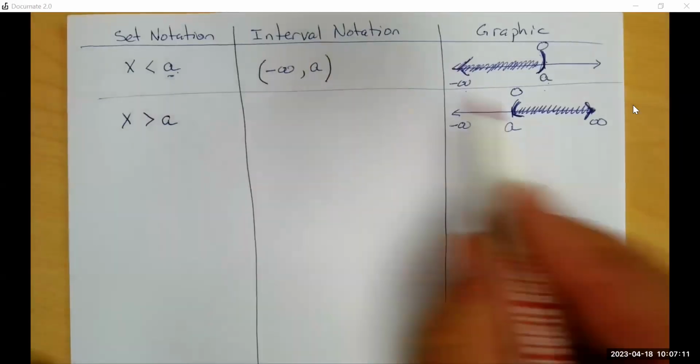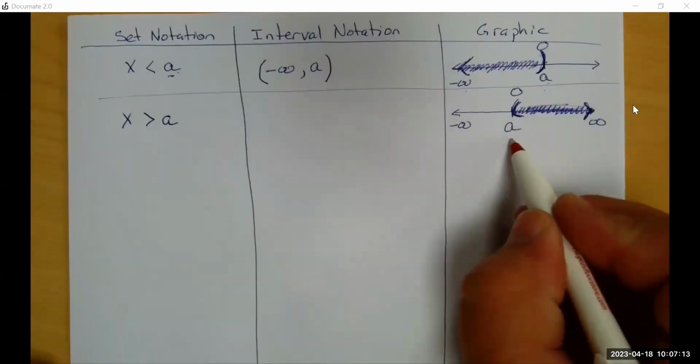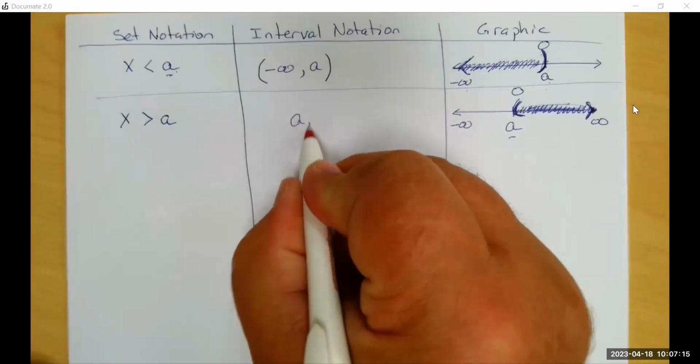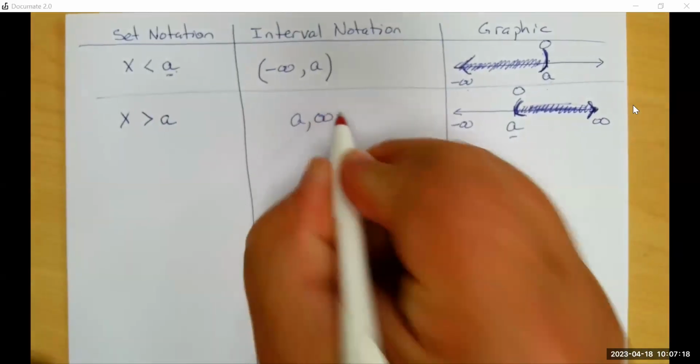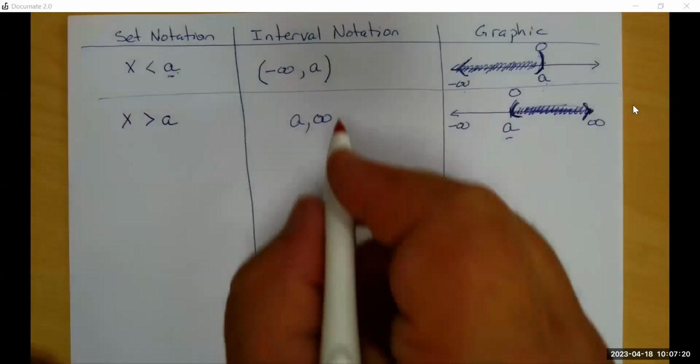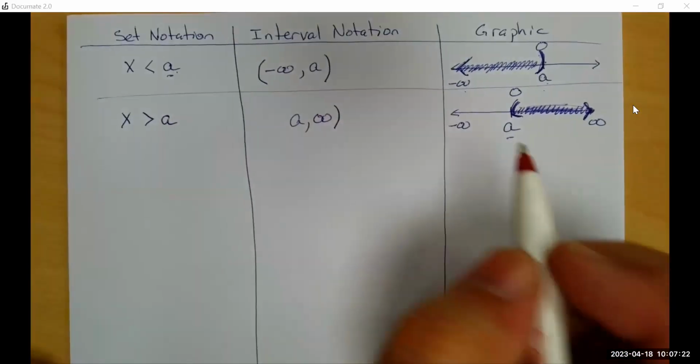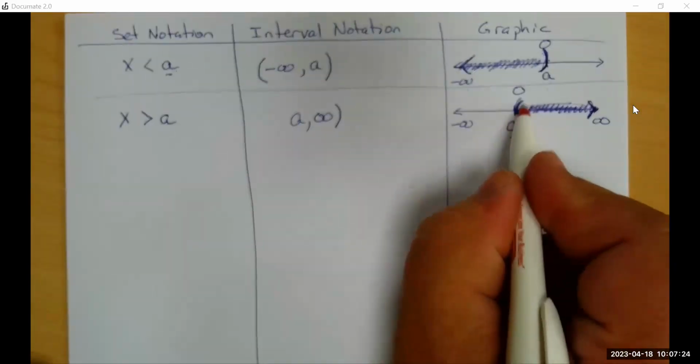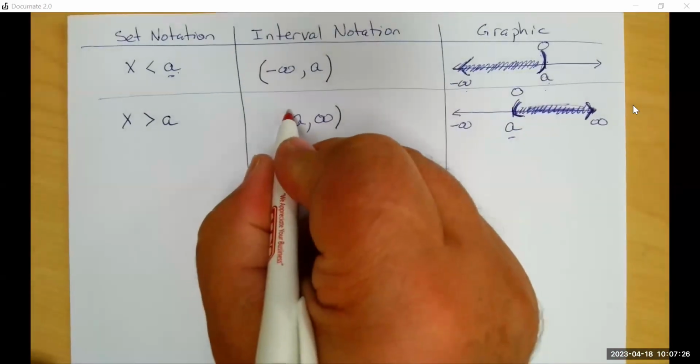So how do we do the interval? Look at where we shaded. The smaller number, comma, the larger number. You can never use infinity, so it's always a parenthesis. Since A is not equal to, it's a parenthesis there too.